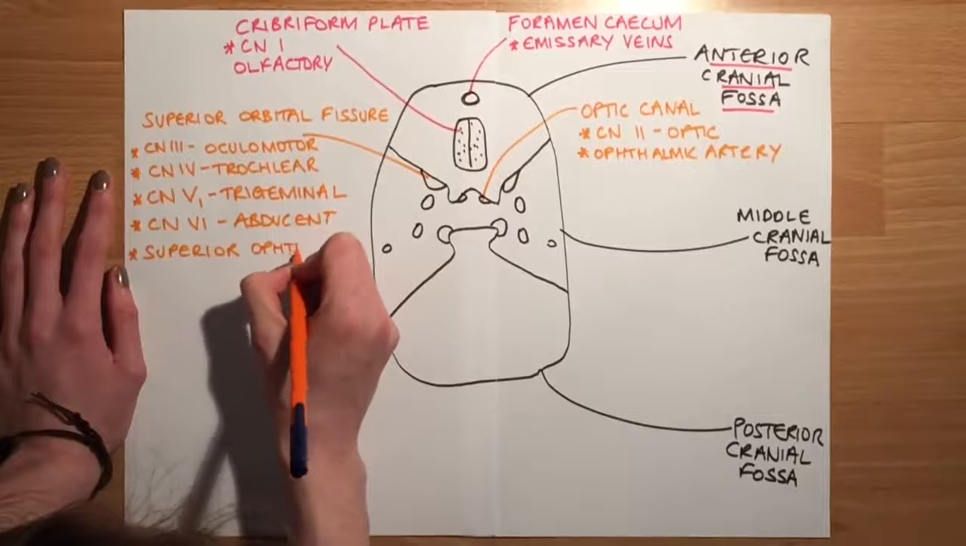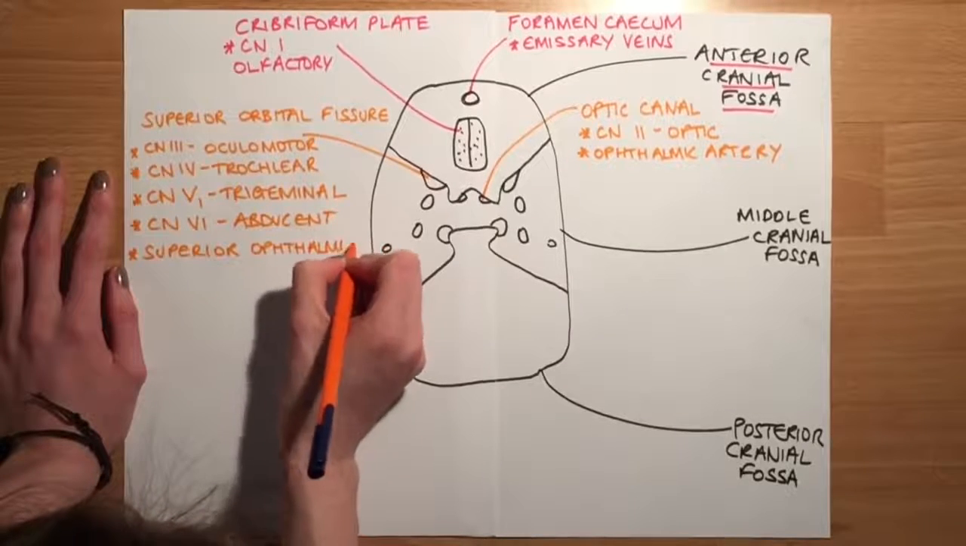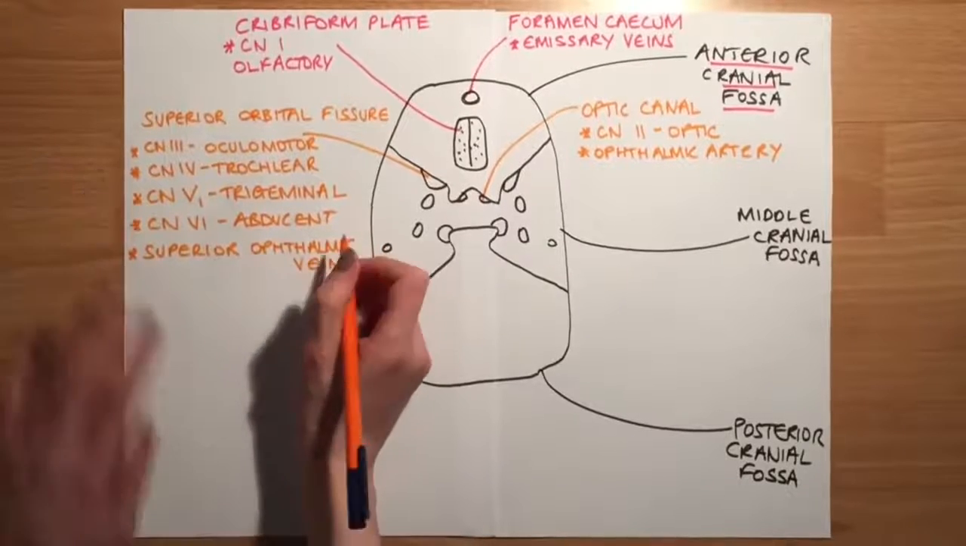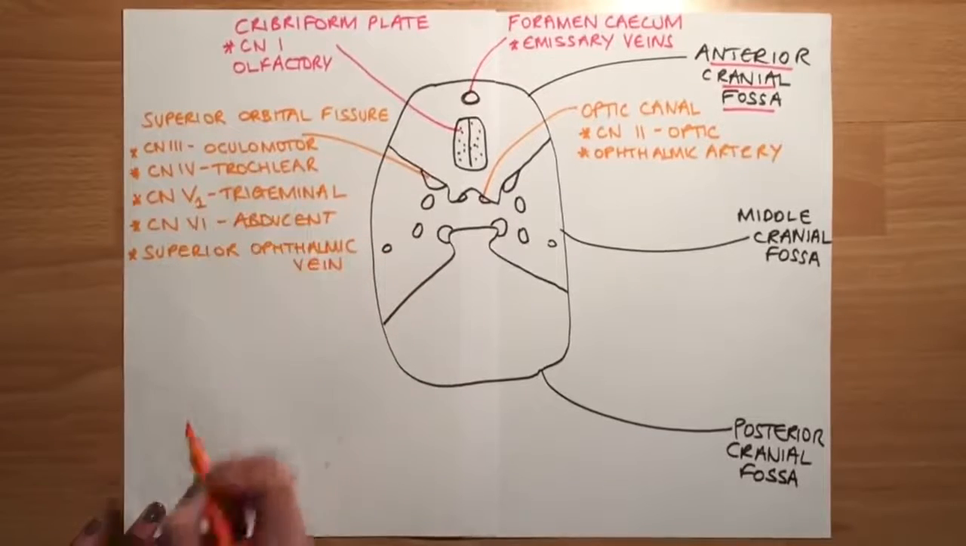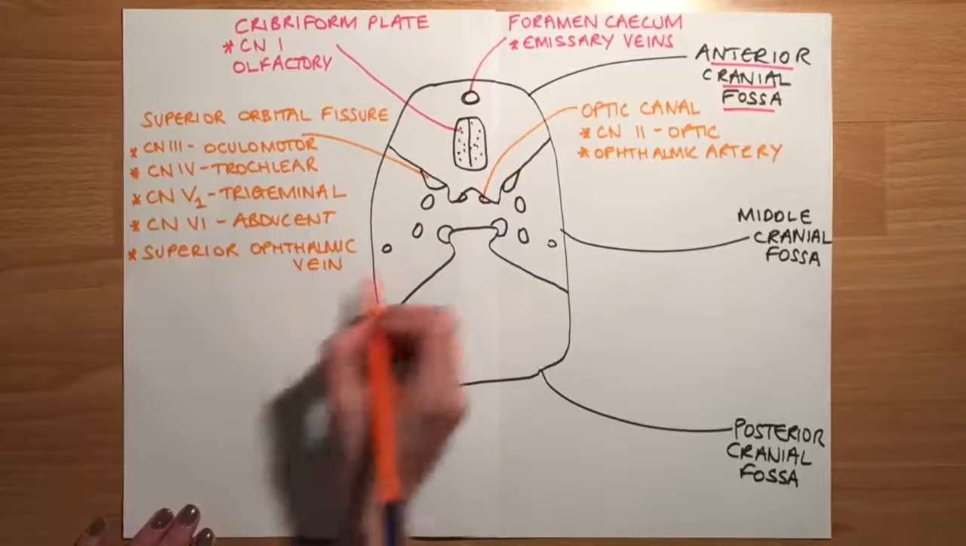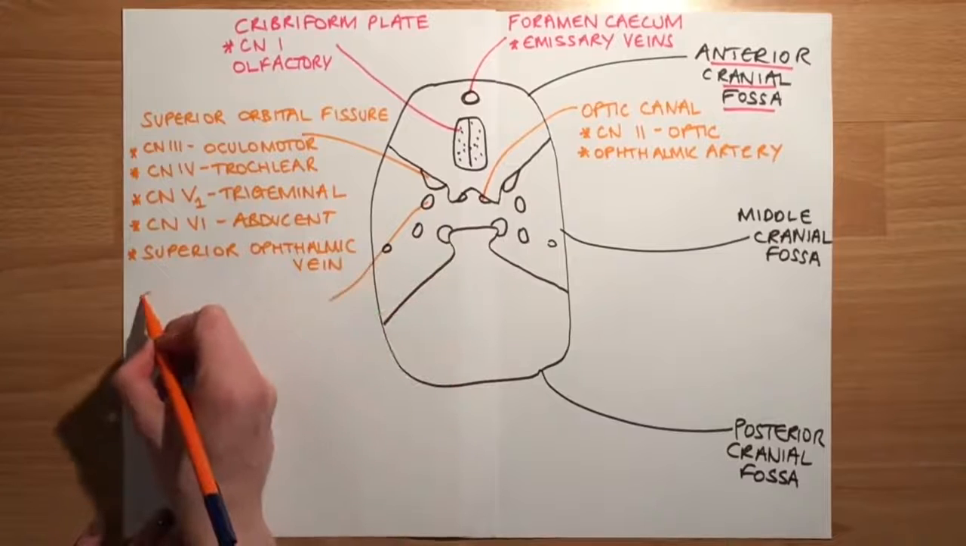And quite a good way to remember all the structures that pass through the superior orbital fissure is that they are all in some way related to the eye. So every structure that is not the optic nerve is going through the superior orbital fissure.